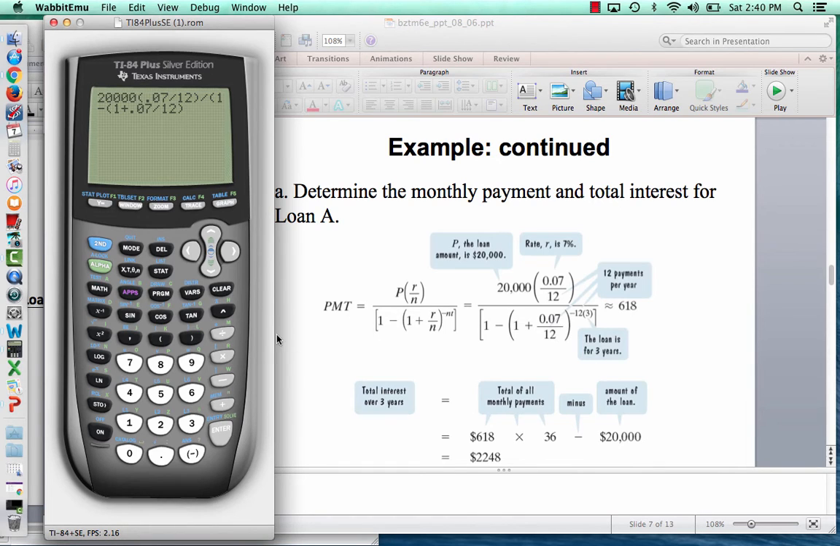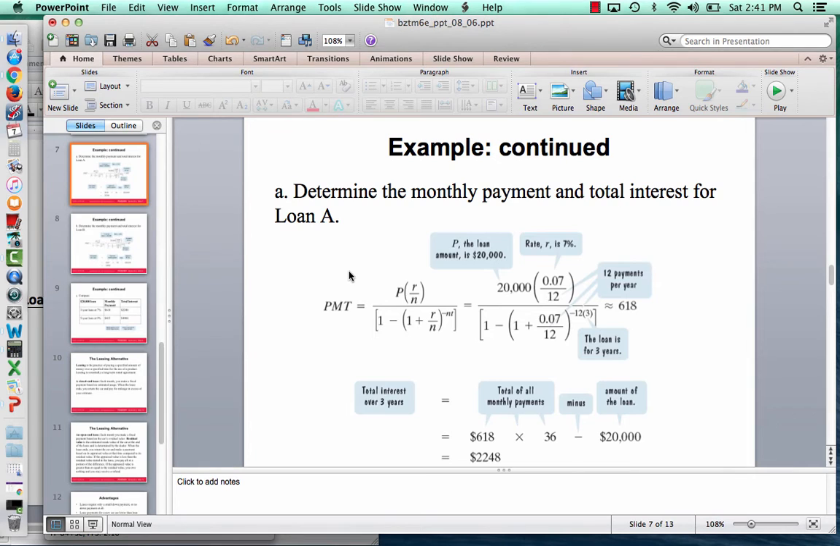And the parenthesis there. To the, and then the negative key. Remember, look out for your negative key. It's not the minus key, it's the negative key. It's down by your decimal. But I have to use a parenthesis for the exponent: negative 12 times 3. So this is 3 years of monthly payments. Then I end the parenthesis for the bracket down there and get a payment of $617.54. They rounded that to 618. Okay, so that's how you type all this formula in one line.